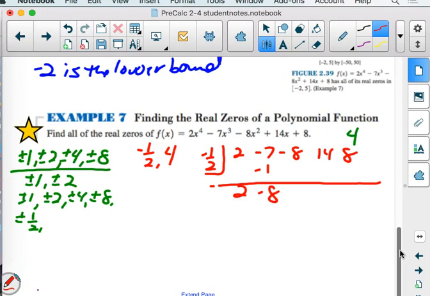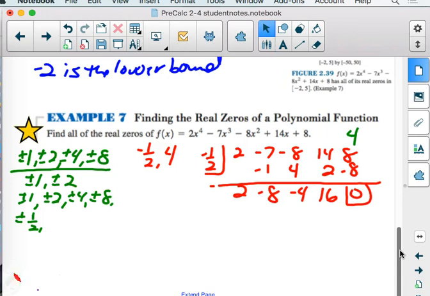Outside the box. Negative and a negative will make a positive, and half of 8 is 4. Negative 8 plus 4, negative 4. Negative and a negative make a positive, and half of 4 is 2. So we get 16. Negative and a positive will make a negative, and half of 16 is 8, and oh yeah, there it is. Negative 1/2, 0 absolutely works.